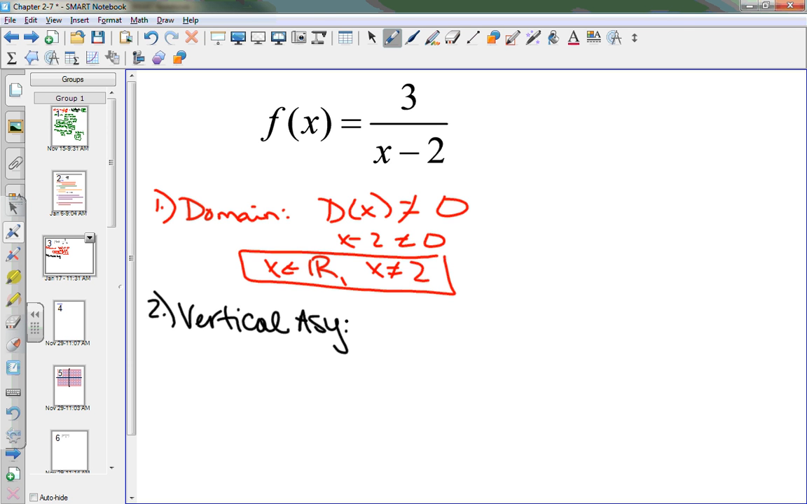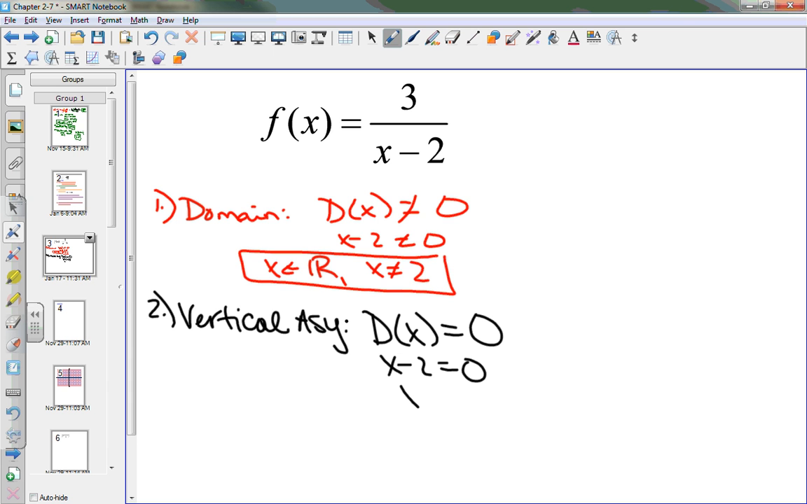From here, I now want to find my vertical asymptote. My vertical asymptote says that I need to simplify my function. Can I simplify 3 over x minus 2? No, so I'm done. I cannot simplify it. So my question now is what is my vertical asymptote? My vertical asymptote is taking d of x in its simplified form and setting it equal to 0. Since it's already simplified, I'm simply going to take my denominator, x minus 2 equals 0, and then solve for x. If I do that, what does that give me?